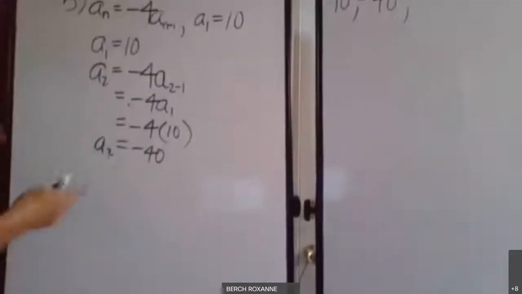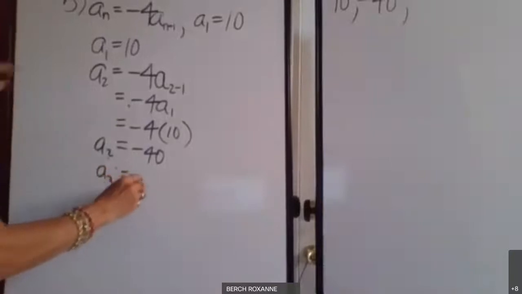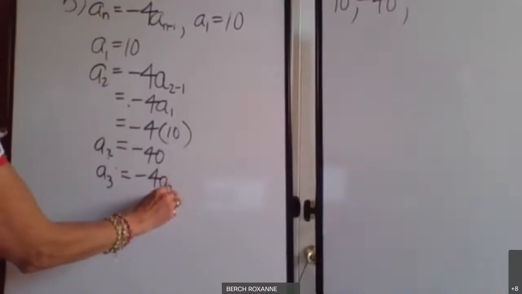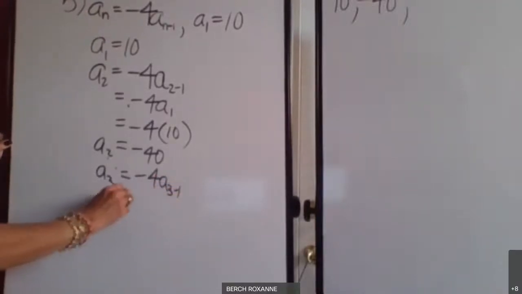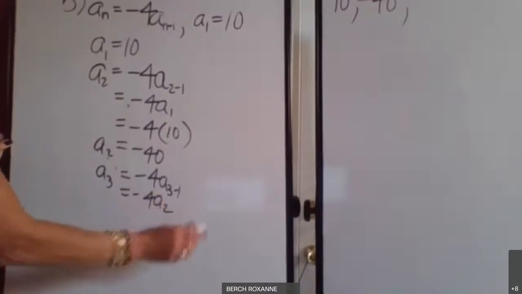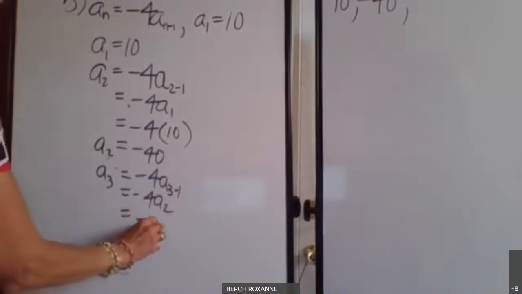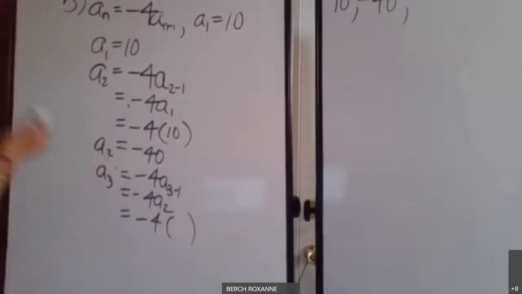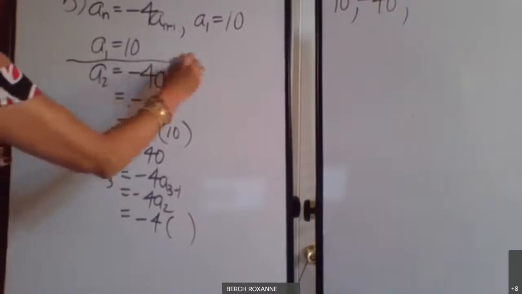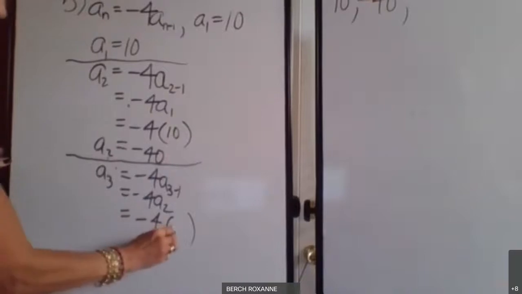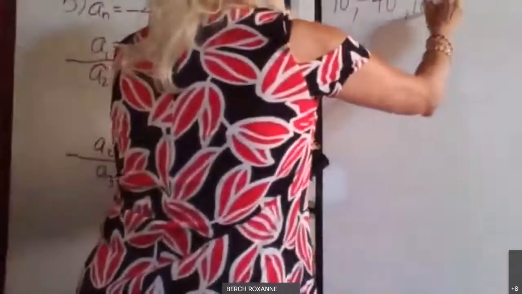So then you go to find a sub 3. So you have -4 times a sub 3 minus 1, which is -4 times a sub 2. Well, don't you need a sub 2? So what's a sub 2? -40. So a negative times a negative is positive 160. So the third term is a positive 160.